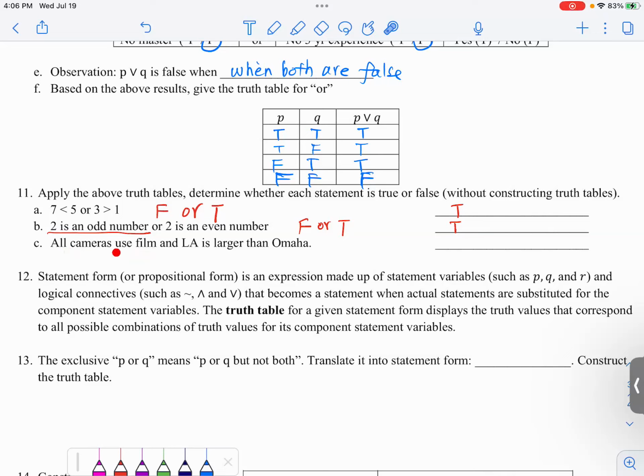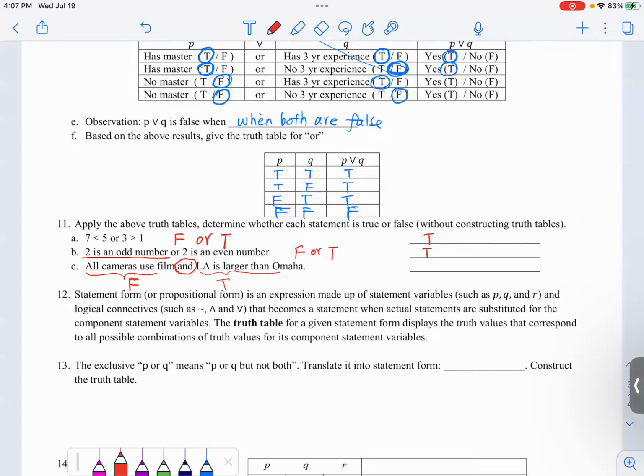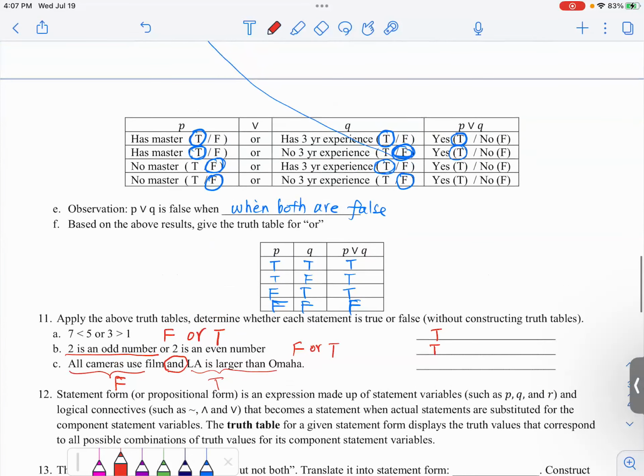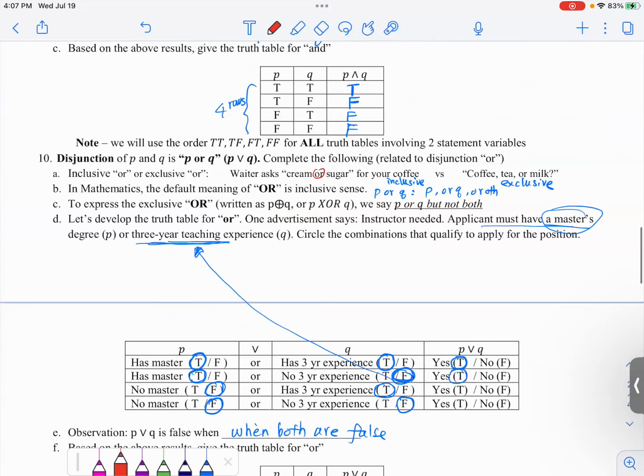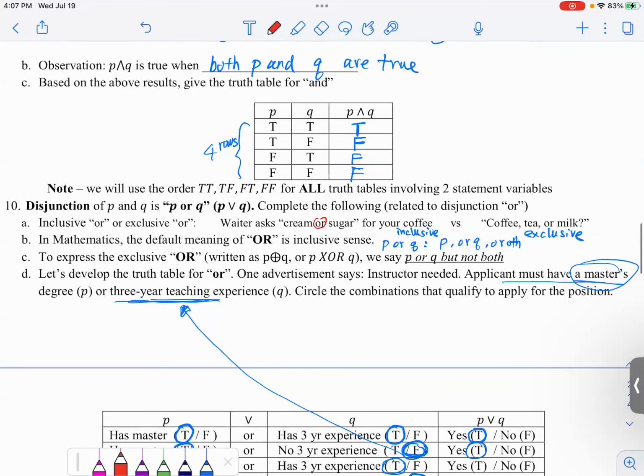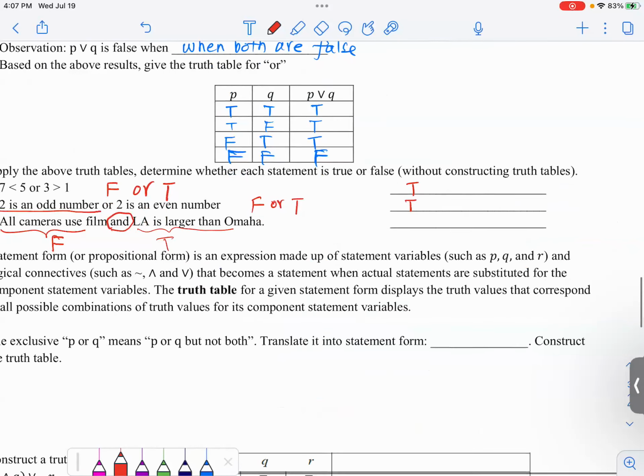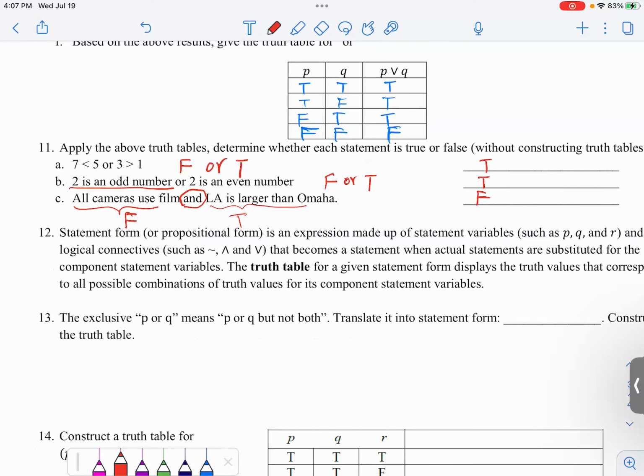All cameras use film. And this is an and statement. This is certainly false. LA is larger than Omaha. This is a true statement. Los Angeles is larger than Omaha. Now we are going to use the and table. False and true, if you remember, is this row, and the result is false. So we can say that this is a false statement.